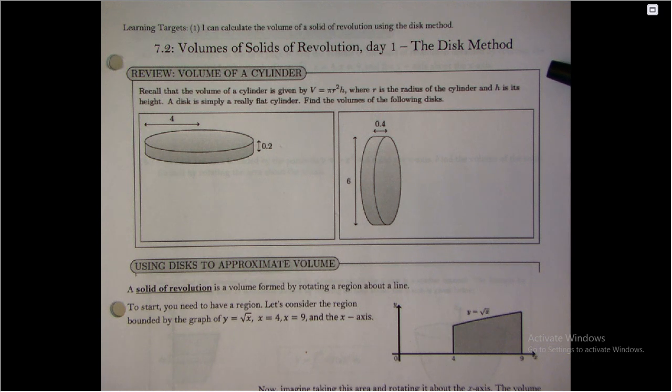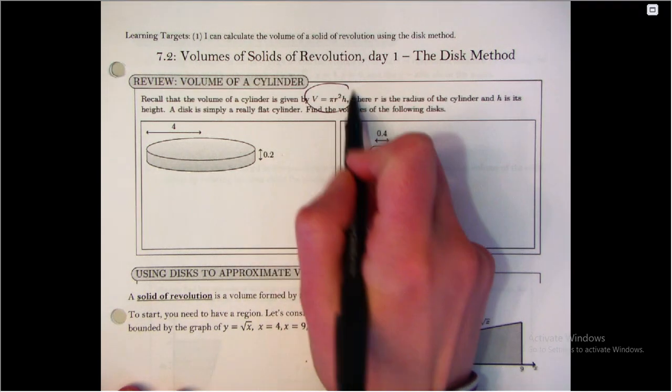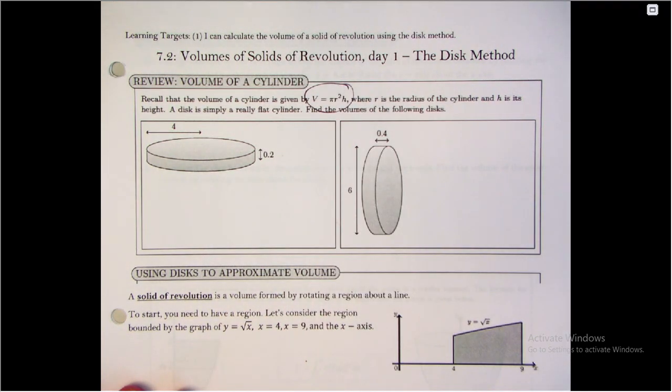Before we get started on calculus, if you recall, a lot of the work we do is just a modified version of stuff you already know. So I wanted to go over with you a review of the volume of a cylinder. And we've listed that formula right here, volume equals pi r squared h. This is going to be key for us today.